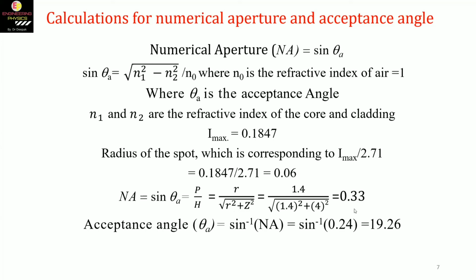So we get the result: numerical aperture is equal to 0.33. And the acceptance angle theta A is equal to sine inverse of the numerical aperture. We get the result 19.26.